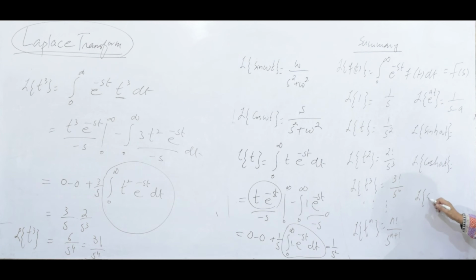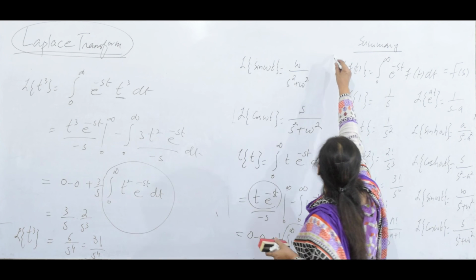Laplace transform of sine omega t, and cos omega t. So sine hyperbolic is a over s square minus a square. This is s over s square minus a square. This is omega over s square plus omega square. This is s over s square plus omega square. So this is the summary.